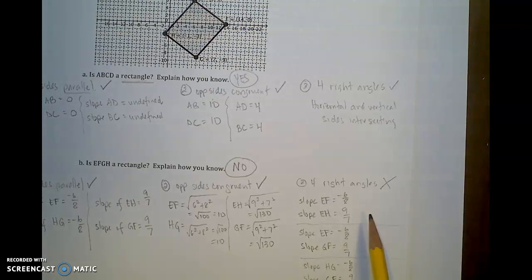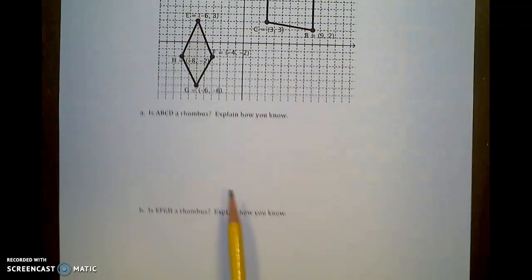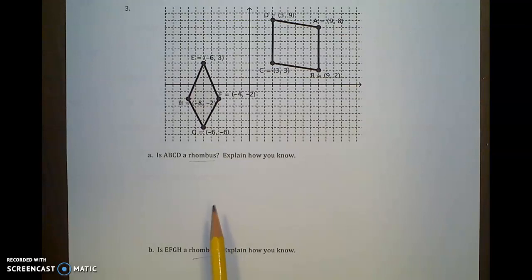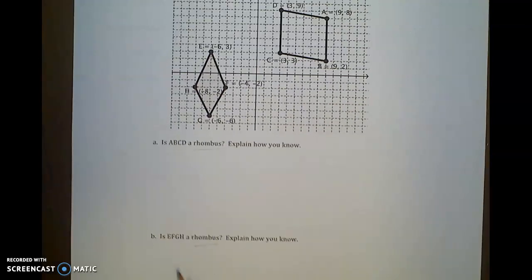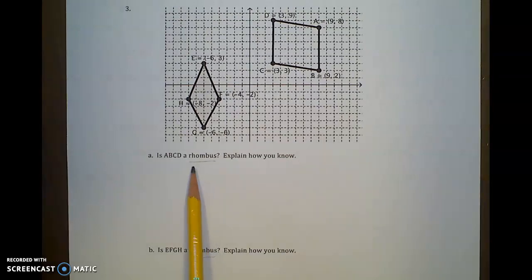Okay, so hopefully this clarifies what you need to do for this assignment. Again, the assignment for the end of last week was to finish the task, do number 3, A and B. Then you try to prove it's a rhombus. Go to your note sheet, and what are the characteristics for a rhombus? And you need to show me mathematically how you satisfy those characteristics.